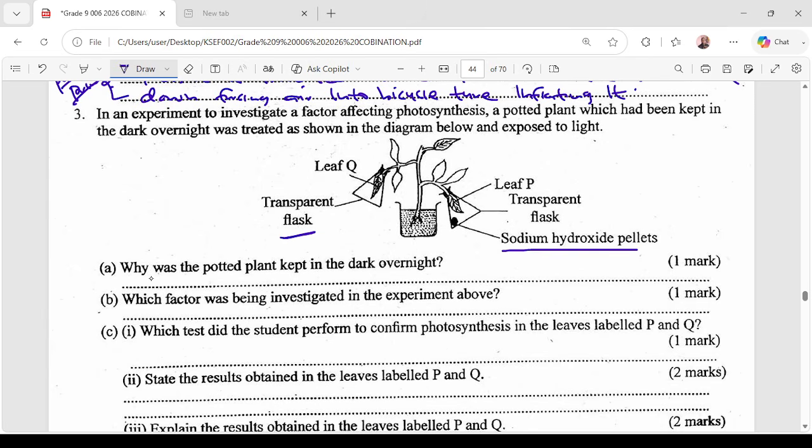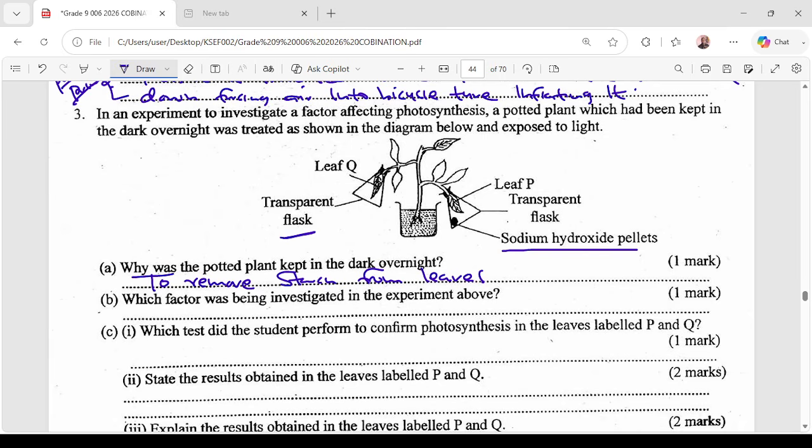It is to remove starch from leaves. To remove starch or to destarch the leaf. In a dark room, photosynthesis will not take place, so starch in the leaf will be used.